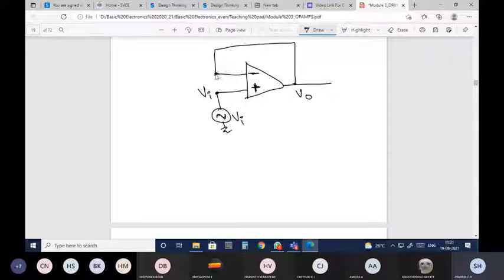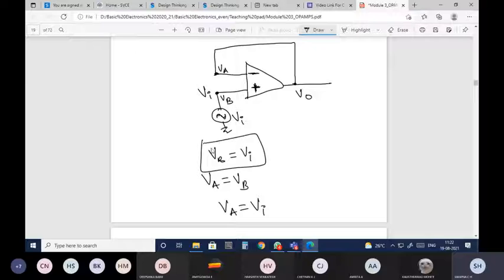These are the terminal voltages. Let me name this terminal voltage VA and this terminal voltage VB. We know that VB is connected to VI, so VB is equal to VI. According to the virtual ground concept, VA will be equal to VB. It means that your VA voltage is also equal to VI.